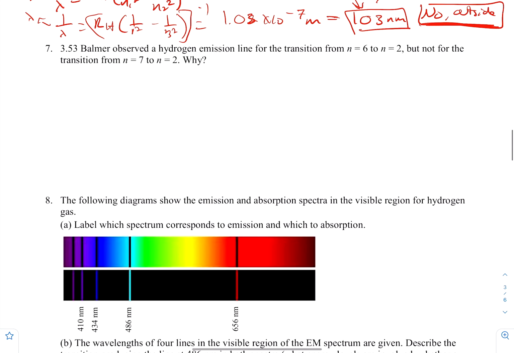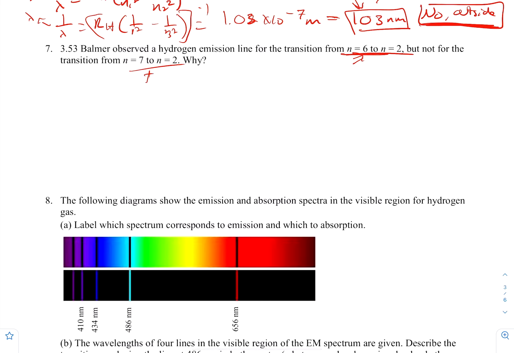All right, number 7. Balmer observed a hydrogen emission line for the transition from N equals 6 to N equals 2, but not for the transition from N equals 7 to N equals 2. Why? Before you do a bunch of math and try to solve a bunch of equations using these transitions, don't. Because you don't really need to. We're just comparing this and this.